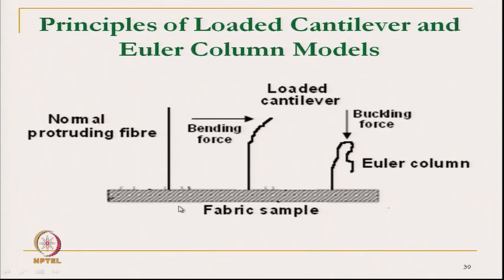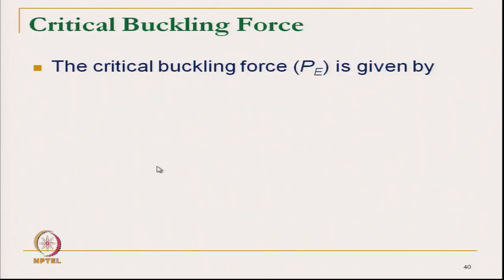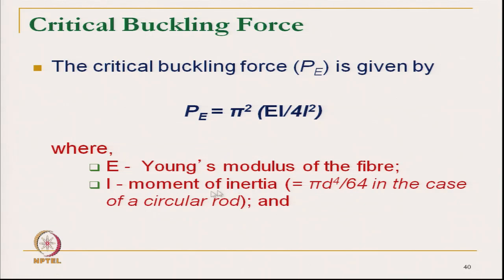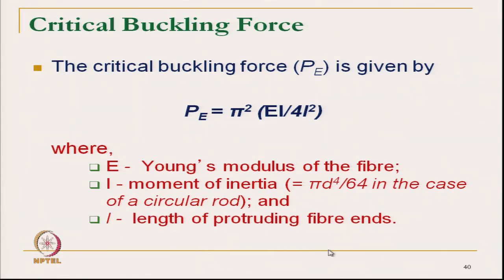And we can see what happens if the fiber length is more: the bending force will be less and the buckling force will also be less. If the fiber diameter is more, then we get a higher value. We can calculate this critical buckling force with the standard formula, pi squared multiplied by E I divided by L squared, where E is the Young's modulus, I is the moment of inertia, and L is the length of the protruding fiber.